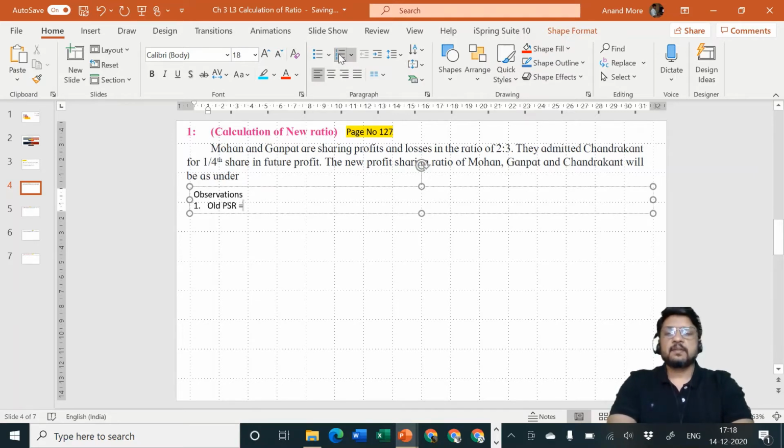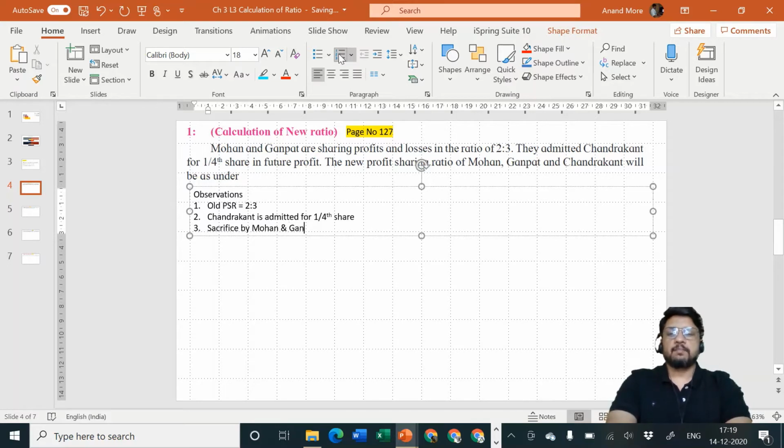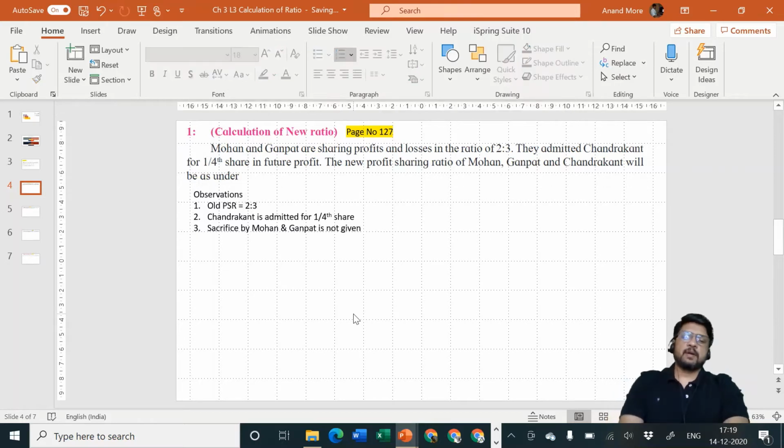Old PSR is equal to 2:3. Point number 2. Chandrakant is admitted for 1/4 share. Next one. Sacrifice by Mohan and Ganpat is not given. Sacrifice by old partners is not given. Now whenever sacrifice by the old partners is not given, then what is to be assumed? This is a very important point.